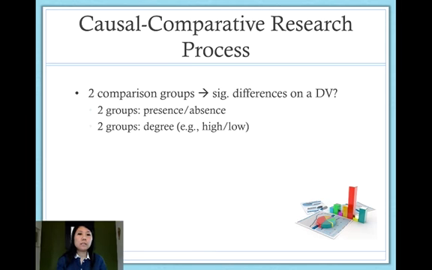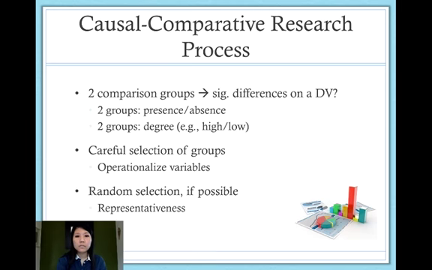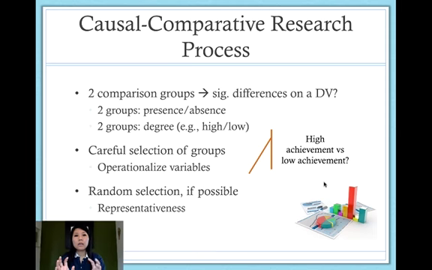Or they can be two groups depending on the degree. So kids who come from low SES backgrounds versus kids who come from high SES backgrounds. So you have those two groups, and you have to carefully select the groups. You have to operationalize your variables, or define your variables. If you're interested in creating two groups, one with high achievement and one with low achievement, you have to create a rule that says you go into this group, you go into this group. Okay, so you have to operationalize those variables, and you should randomly select if possible.